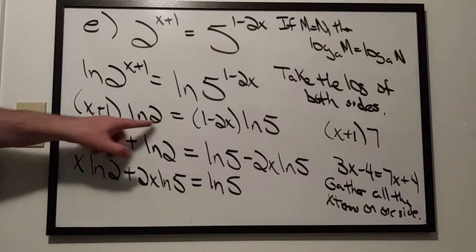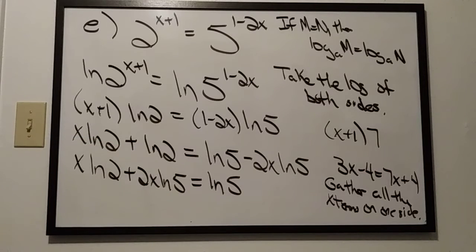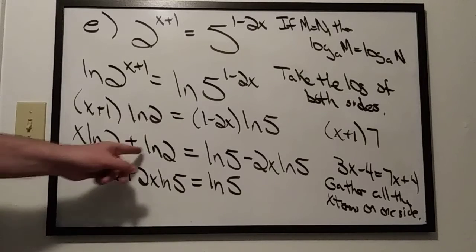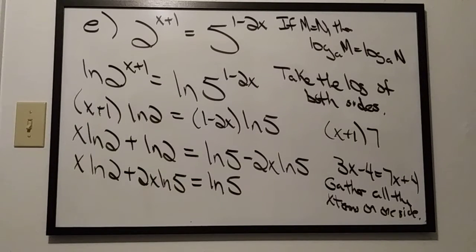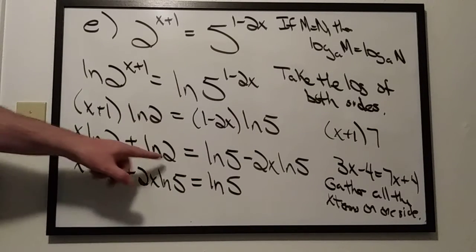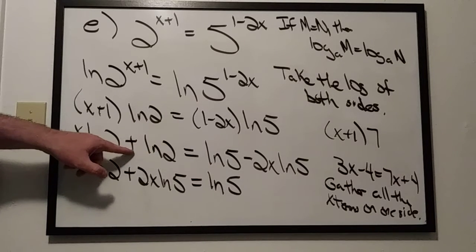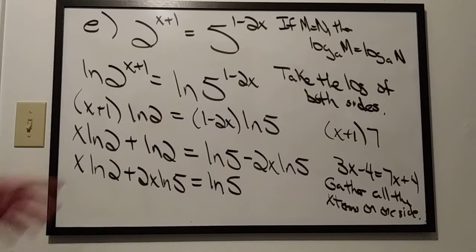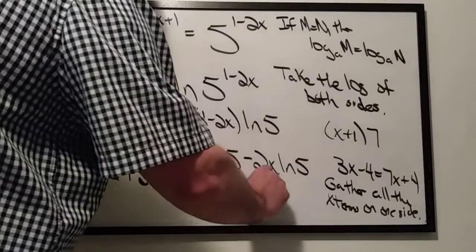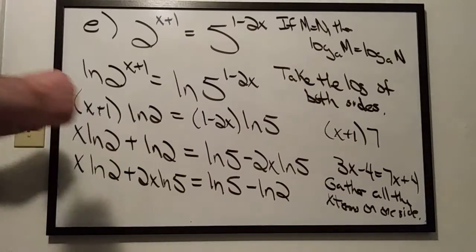Now, remember we have this natural log of 2 on the left-hand side? It doesn't involve x either, so I don't want it on the left-hand side. I want it over on the right-hand side with everybody else that doesn't involve x. This natural log of 2 is being added to the first term, so in order to undo that addition, I'm going to have to subtract natural log of 2 from both sides. So let's do that. Now subtract that natural log of 2.